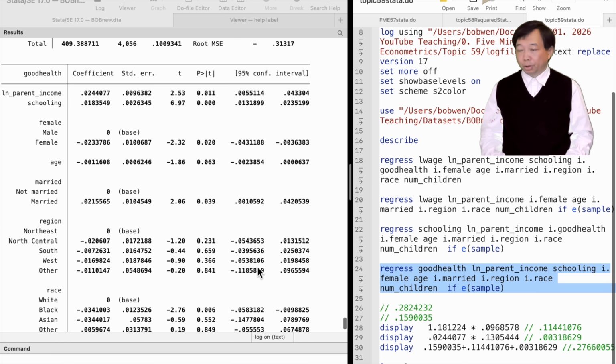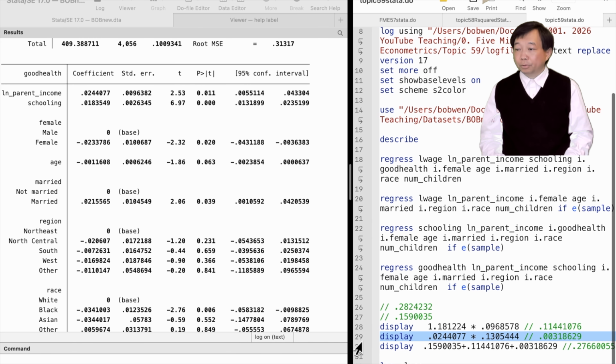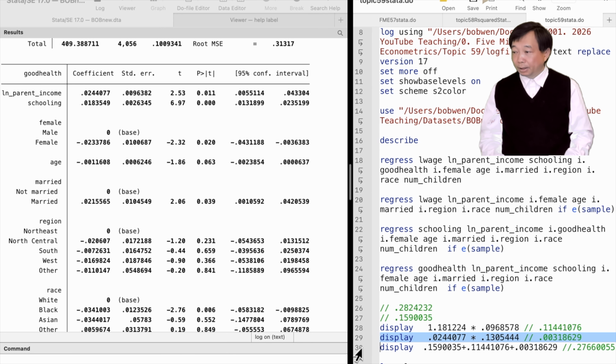Education plays a crucial role, as the effect through this channel is 0.11, accounting for more than 1/3 of the total effect. For every 10% increase in parents' income, the increase in children's future earnings through the education channel is approximately 1.1%. The impact through the health channel is only 0.03%. The remaining effect through channels other than education and health is approximately 1.6%.